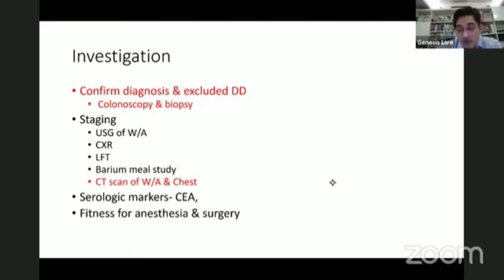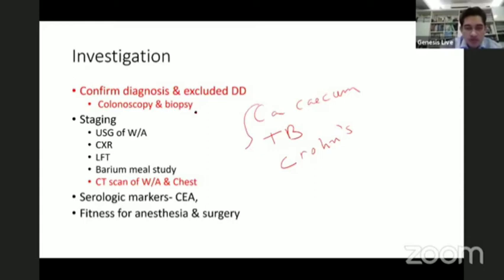Now, if your provisional diagnosis is carcinoma cecum, if your provisional diagnosis is ileocecal TB, if it is Crohn's disease, then for all three, the first investigation should be colonoscopy and biopsy.